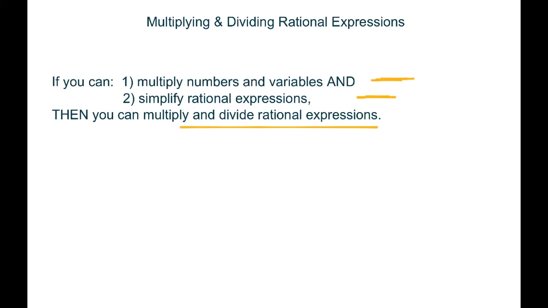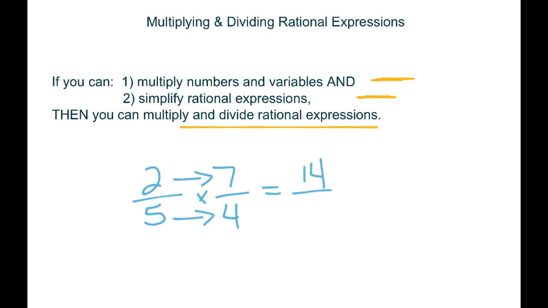Now, before we do, I want to remind you just the basics of multiplying two fractions. When we multiply, all we do is multiply straight across. Numerator times numerator, and denominator times denominator. If we can simplify after we multiply, we do. 2 will go into 14 7 times, and 2 will go into 20 10 times.